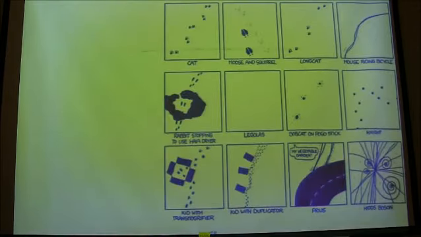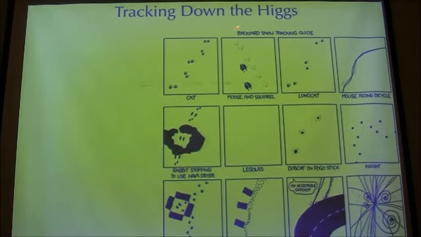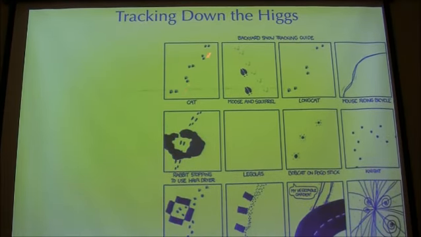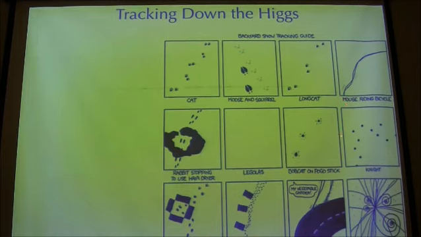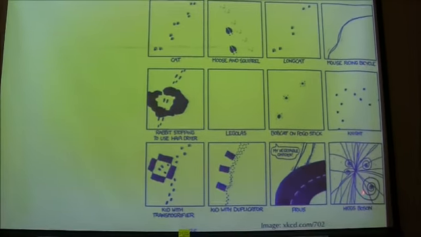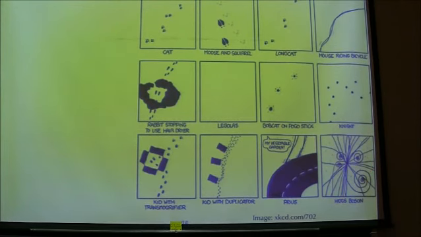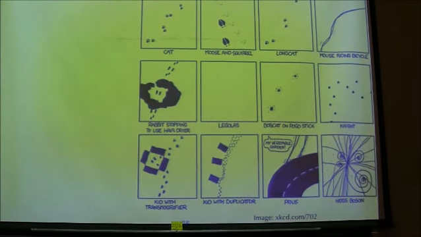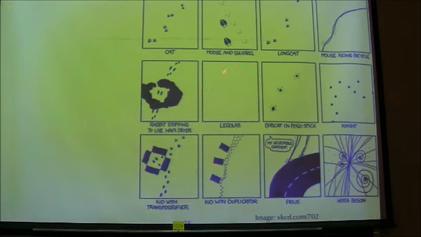So, tracking down the Higgs. This is my second joke. This is the backyard snow tracking guide, and so you've got cats and a mouse riding a bicycle. This is XKCD, by the way. The Prius, I like this one. And here's the Higgs boson. Yeah, I like Legos too.